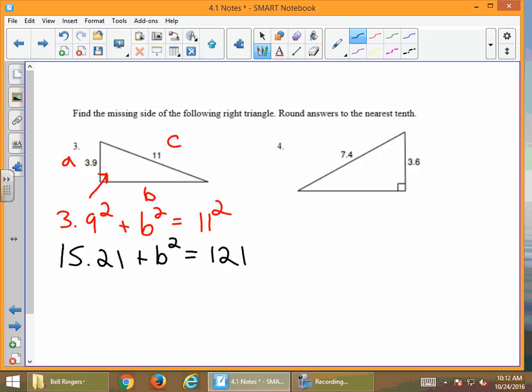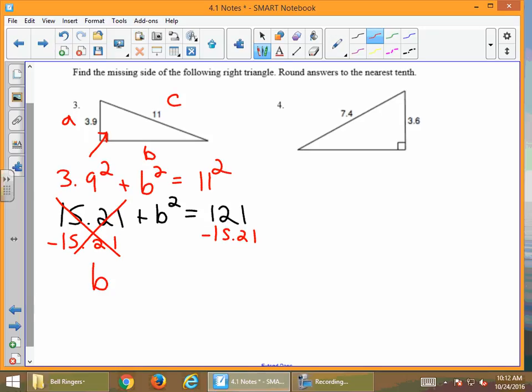Although it doesn't look like it, this is a bear of a problem. It's a two-stepper. We'll solve like you normally would. Try to get that B by its lonesome. Let's throw this away. It's 15.21. So subtract the 15.21. Be gone. So I'm left with B squared is equal to 121 minus 15.21, which gives me 105.79. Very good.